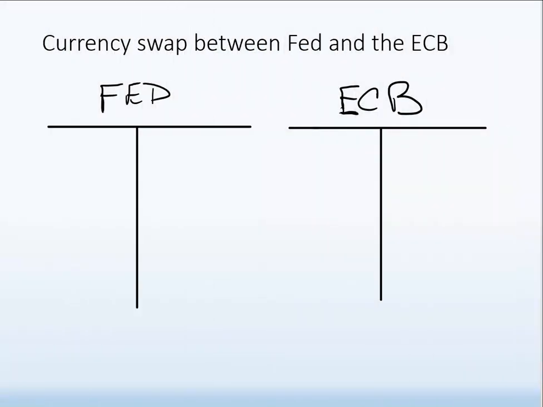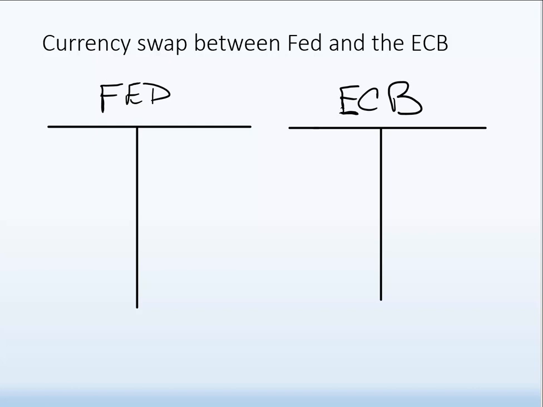So before we go any further, let's make sure we understand how the T accounts work with a currency swap. With a currency swap between the Fed and, for example, the ECB, the European Central Bank, there's going to be a swap of dollars and euros. So the Fed is going to give dollars to the ECB, and the ECB is going to give euros to the Fed. Now, with these currency swaps, there are two legs to the transaction.